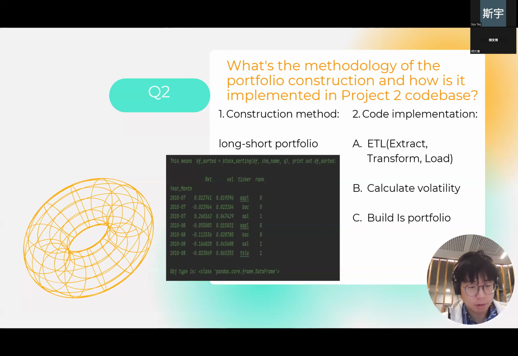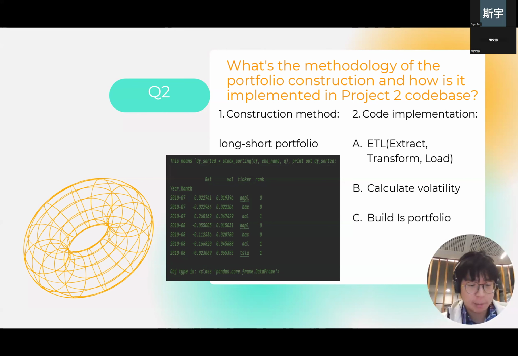And then the third step is build LS portfolio. A long short portfolio is constructed by going long the last quantile of stocks and short the first quantile of stocks in each month. The specific steps in the code are stock ranking. The specific method is to divide stocks into two quantiles. Each stock is assigned a ranking based on the quantile in which its characteristic value is located.